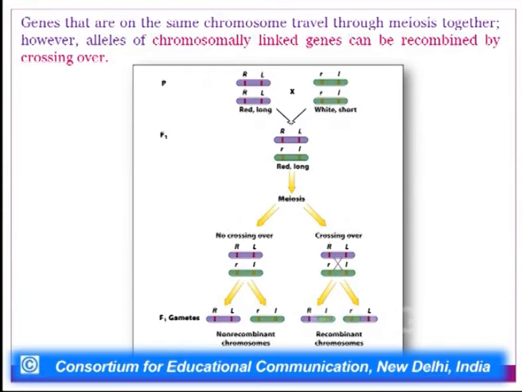And in meiosis, you will obtain two different kinds. There will be no recombinant if there is no crossing over, and the two chromosomes will segregate independently. If there is a recombination, that is, a crossing over has occurred, then you will get newer chromosomes containing a capital R and small l, which will be different from the parental phenotypes.